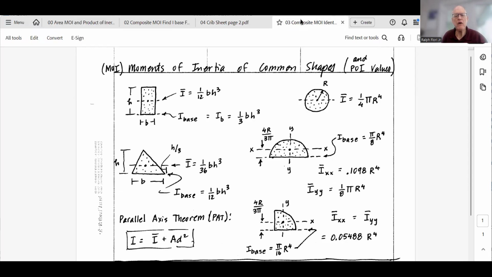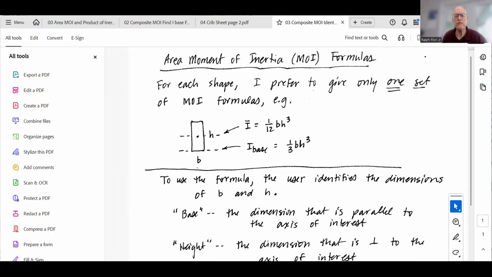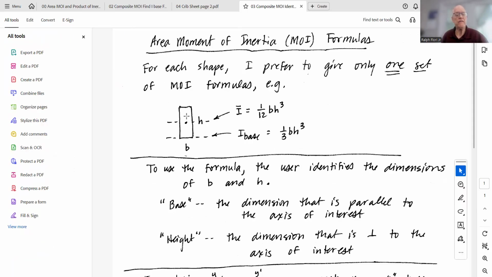Oh, and one more thing I want to share with you before we look at Hibbeler's web sheet. For a rectangle and also for a triangle, I write the formula, I give you an I bar is 1/12 B H cubed, and I give you an I base is equal to one third B H cubed. But what if that rectangle is turned sideways? How do you identify the B and the H? In the Hibbeler crib sheet, he actually gives you a separate formula for the rectangle in the other orientation, and he flips the B and the H.